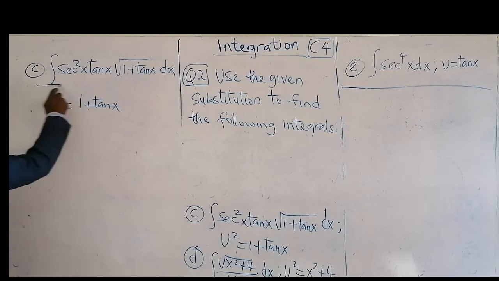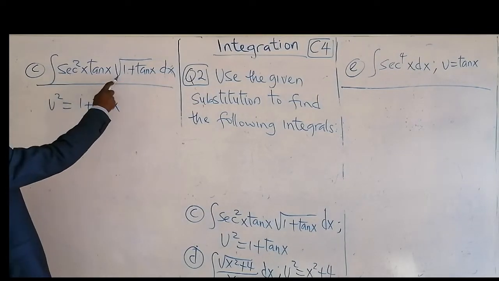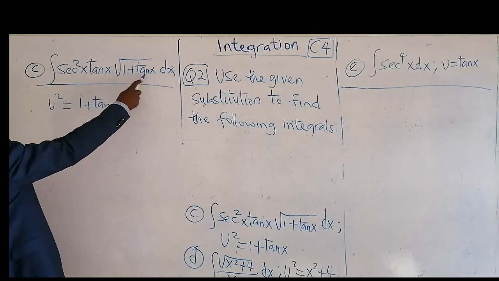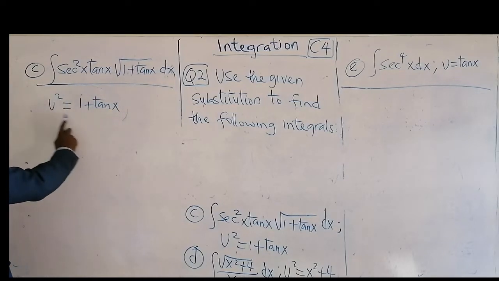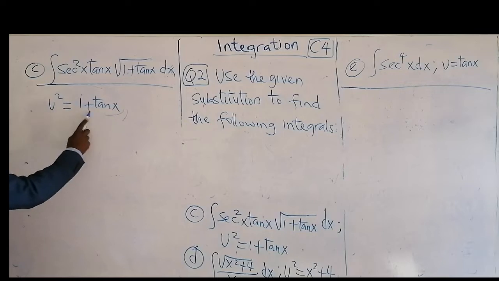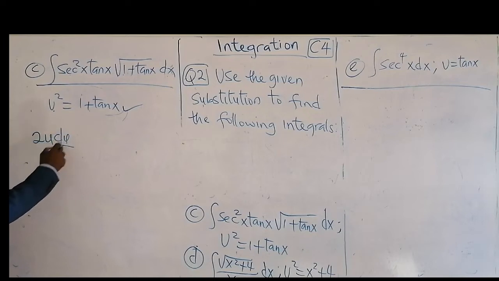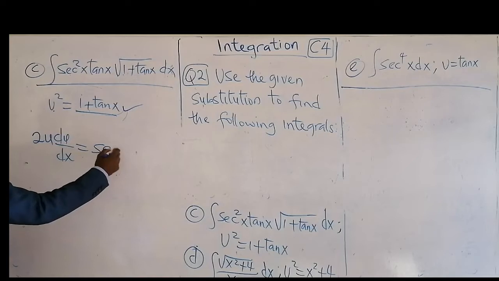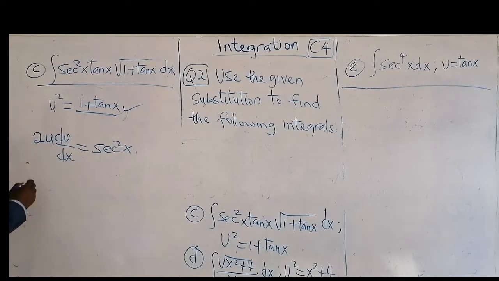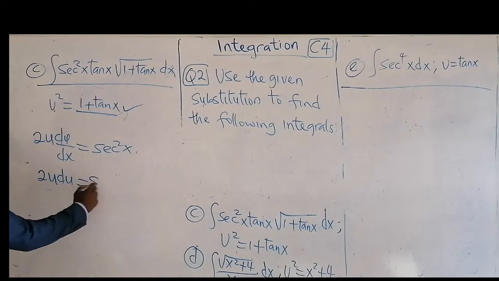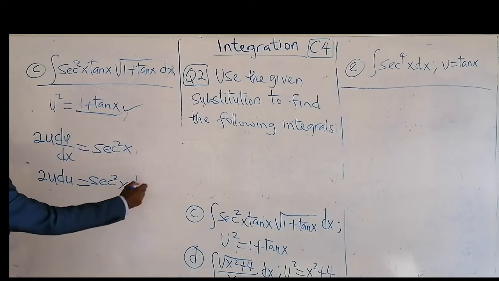We have the integral of sec squared x times the square root of 1 plus tan x dx. And we're told to use u squared equal to 1 plus tan x for this substitution. So we're going to start from there. Differentiate this with respect to x, and that will be 2u du/dx equal to sec squared x. Then 2u du is equal to sec squared x dx.